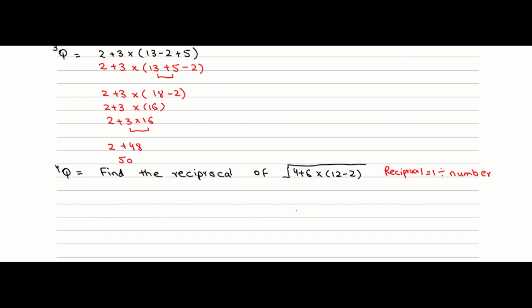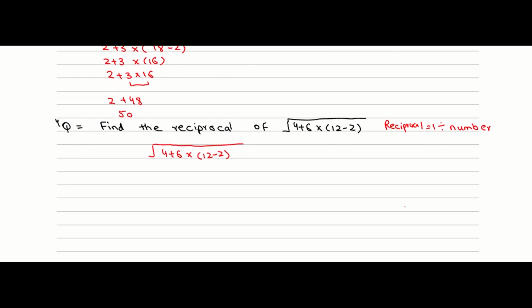So first, we are given square root of 4 plus 6 times 12 minus 2. We have just written our question. And next, because we have to solve the brackets first, we will solve the brackets. In our brackets we have 12 minus 2. So 12 minus 2 gives us 10.